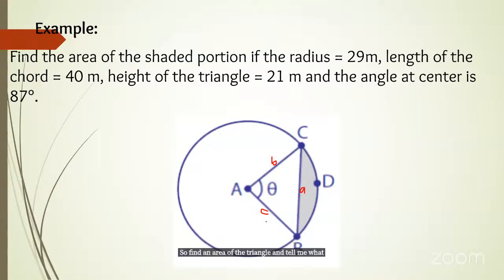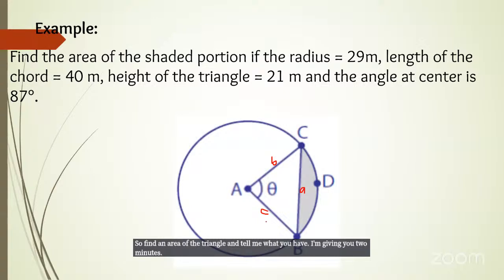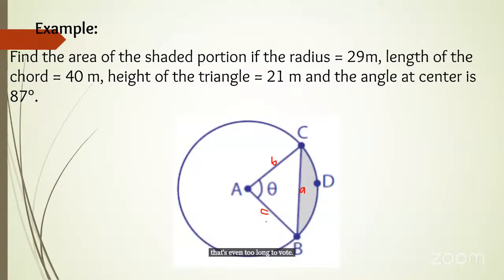I'm giving you 2 minutes. Not even too long, but I'll give you some time. So find the area of the triangle. But question, if we decided to use the half base times height, what is the base? What is the base of this triangle? 40. 40 meters. And what is the height? 21. 21 meters. That's a giveaway.